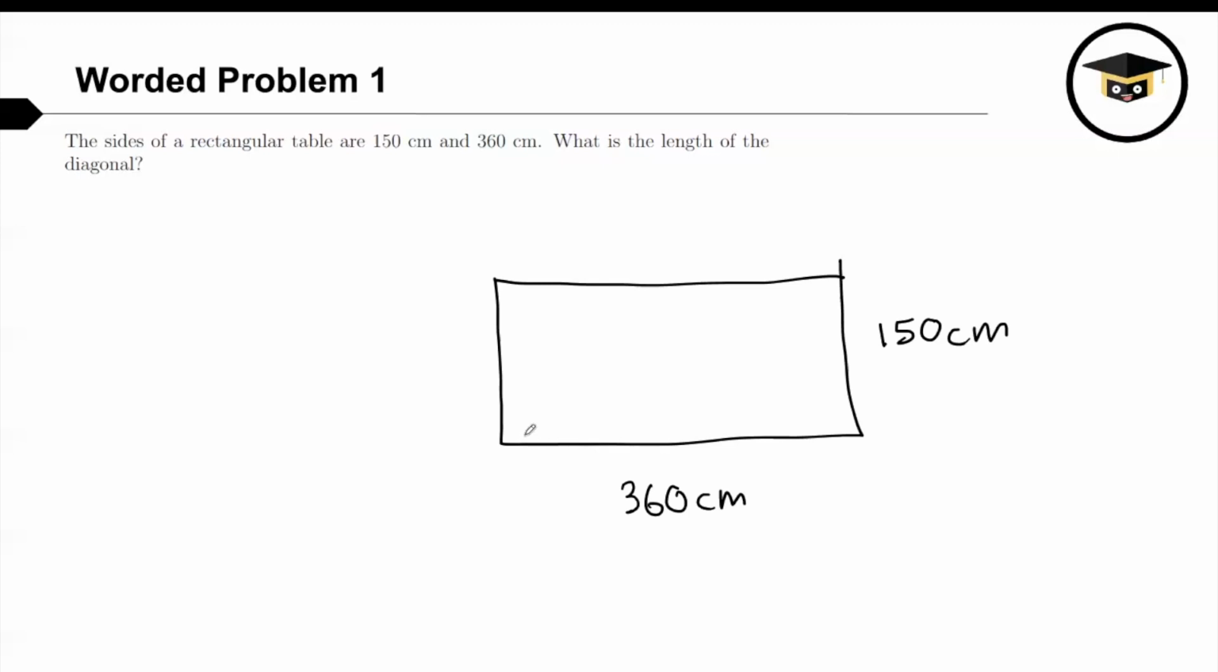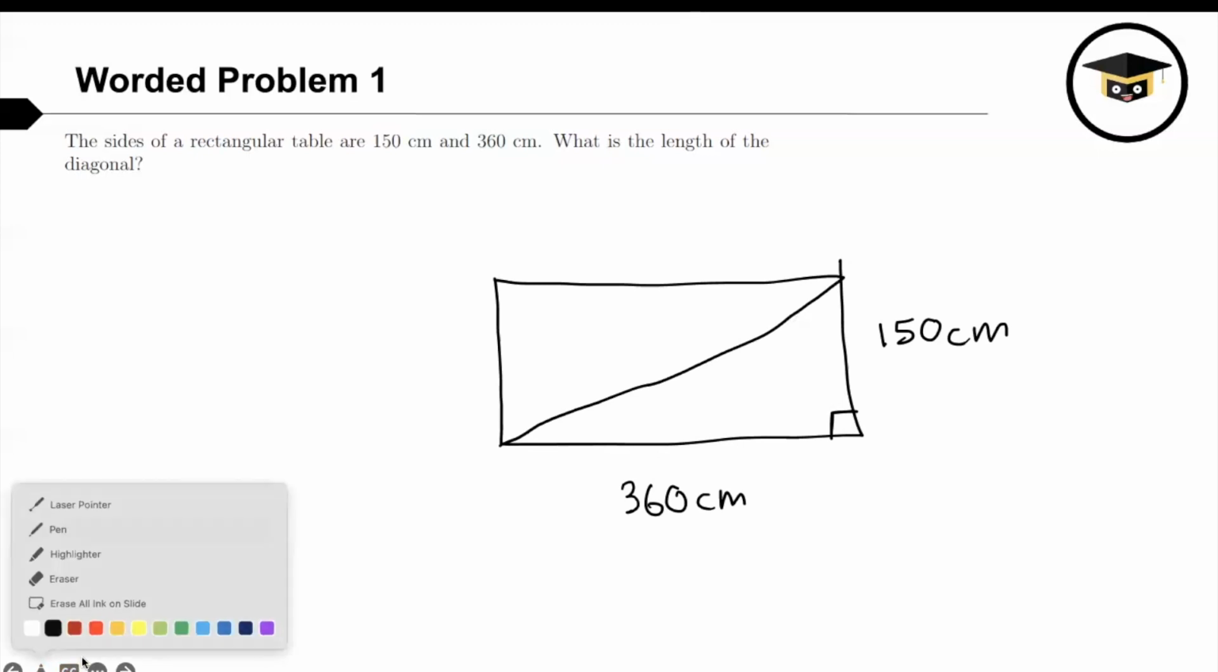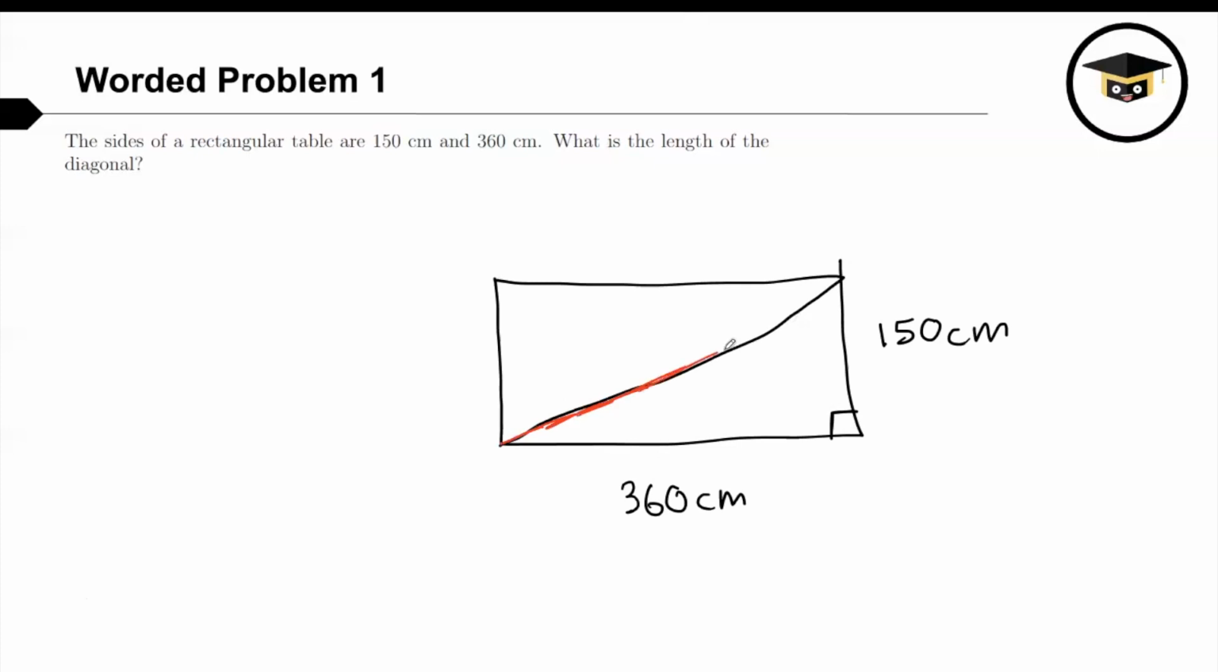So it might be a good idea to actually draw out a diagonal. Now we know that the properties of a rectangle mean that all the angles are going to be right angles. So now you can see that we actually have a right angle triangle. Can you spot it? If not, I will draw it up in red for you. You can see that this right here is going to be our right angle triangle.